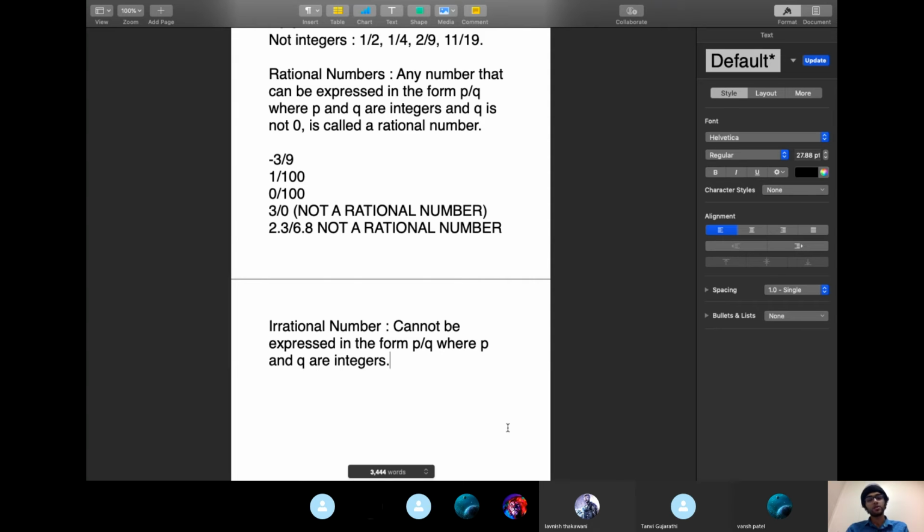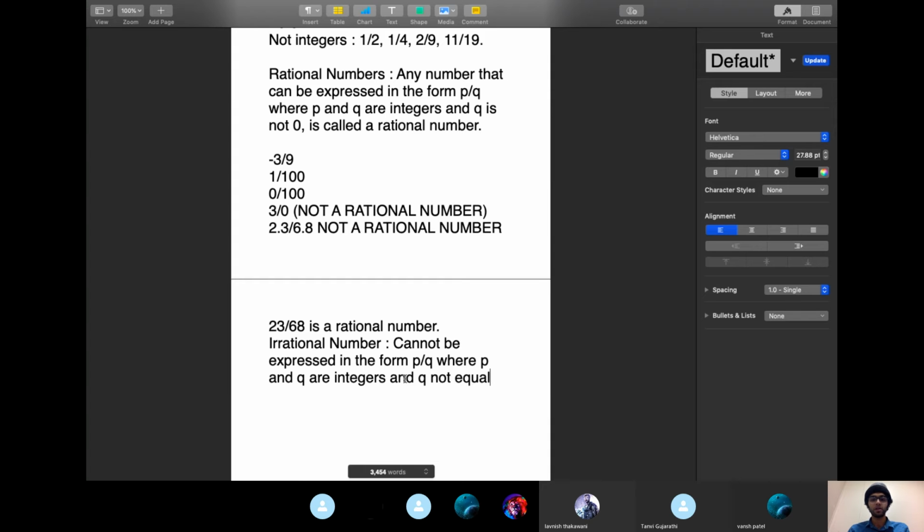Thank you. So it cannot be expressed in the form P by Q where P and Q are integers. Now this number 2.3 divided by 6.8, at this point of time it is not looking like a rational number because these are not integers, but this is not an irrational number because we can actually write it like this. It's the same number and this is a rational number. So technically speaking, this is not an irrational number because it can still be expressed in the form 23 by 68, and 23 and 68 are P and Q, and Q is not equal to 0.